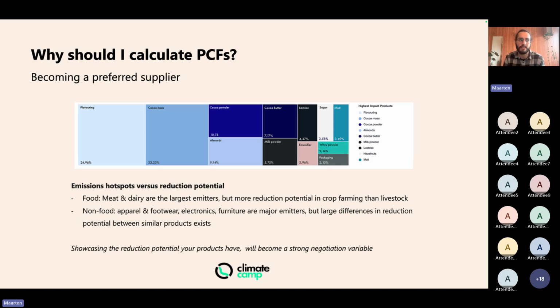For non-food, the same thing applies. Apparel and footwear, electronics, furniture are major emitting product categories, but there are large differences between the different products depending on where the raw materials are sourced and how goods are transported. So the reduction potential is something retailers are now trying to get more and more insight into. If you can showcase the reduction potential your products have, it will become a strong negotiation variable in the future.